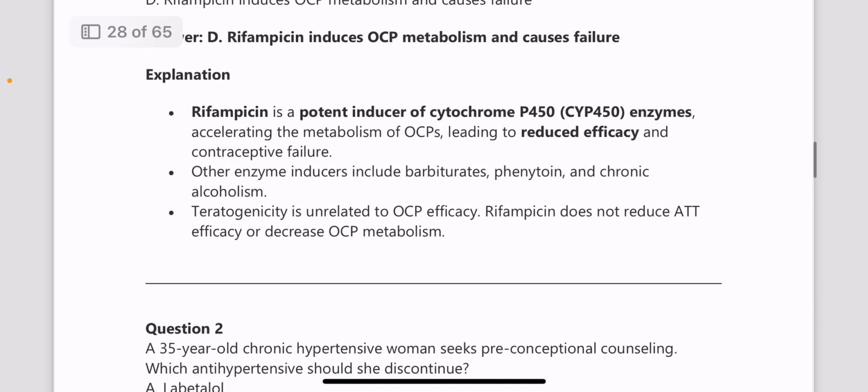So all the enzyme inducers and enzyme inhibitors are very, very important. Please learn. And CYP450, again, very, very important.